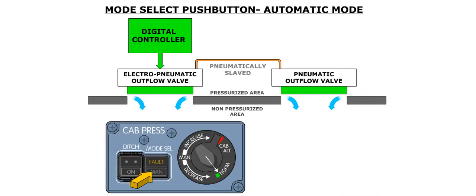The mode selection push button on the cabin pressurization panel selects the mode of operation of the pressurization system. In the pressed-in position, the pressurization system will operate in the automatic mode, and cabin pressurization is controlled by the digital controller.